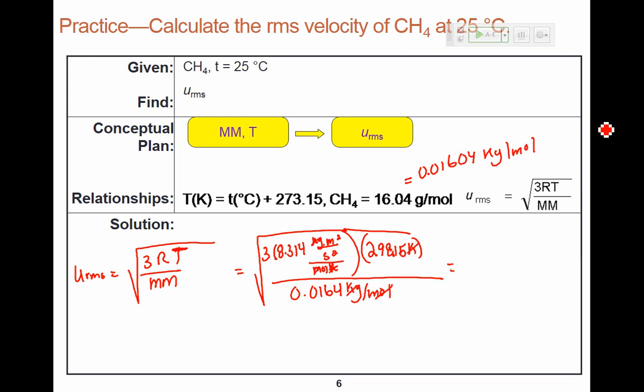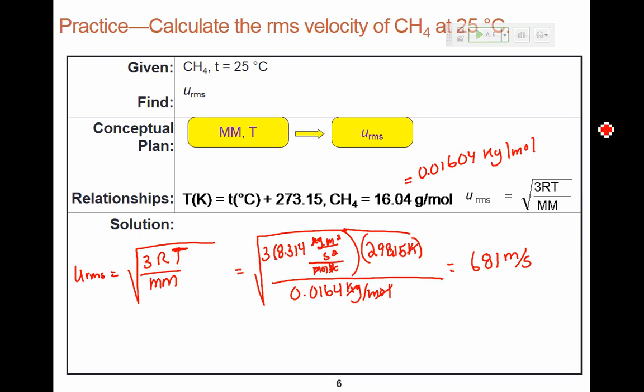So, of course, that gives us our u RMS in meters per second, which makes sense because that is a measurement of velocity. So this is meters squared per second squared, but we take the square root, so that gives us meters per second. So following your units, you really don't have to memorize that the molar mass has to be in kilograms per mole. It has to be so those kilograms cancel out.